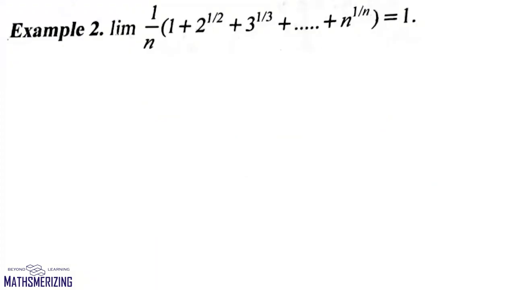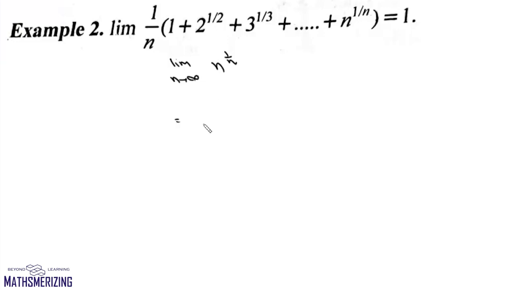Now here the question is we need to show that the limit 1 by n (1 plus 2 to the power 1 by 2, plus 3 to the power 1 by 3, up to n to the power 1 by n) is equal to 1. Now using Cauchy's theorem we can say that this limit, which is 1 by n (a1 plus a2 plus a3 up to an), is equal to limit n tends to infinity an, and an in this case is n to the power 1 by n.